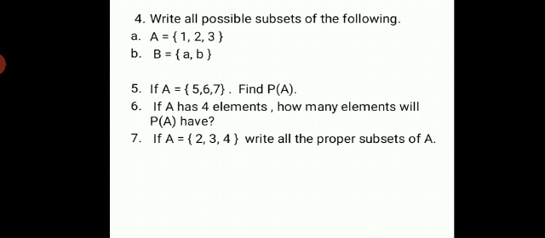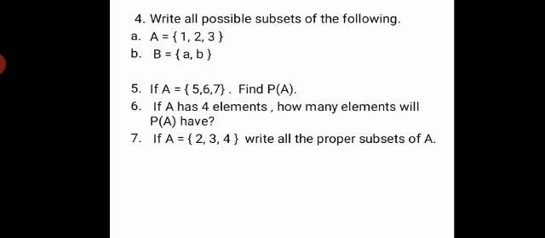set. So the total number of subsets here will be 8, 2 raised to 3. 2 raised to 3 is how much? 8. So this is a clue for you. I hope we have done with the fourth one. Second main, B = {A, B}.